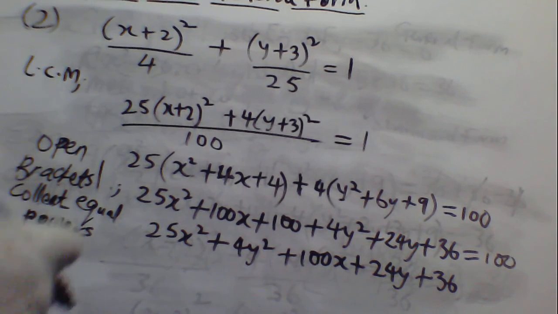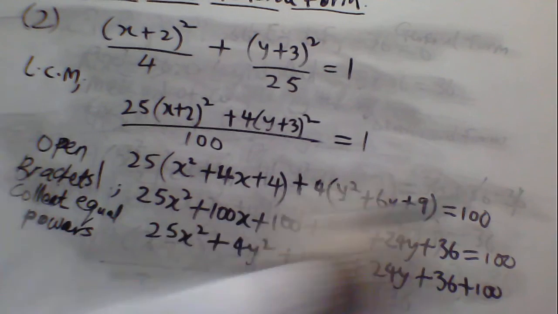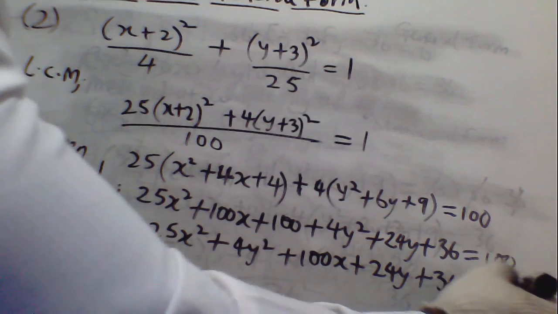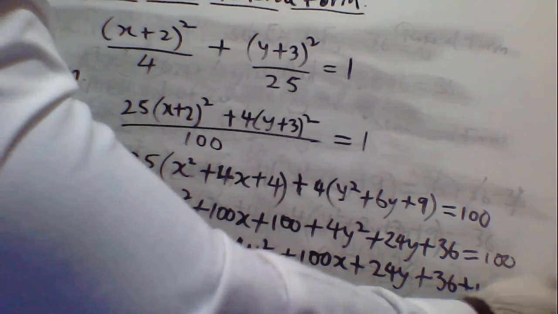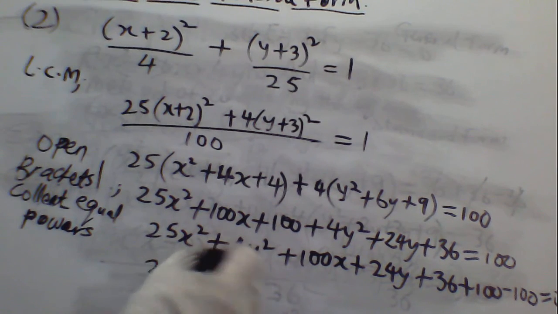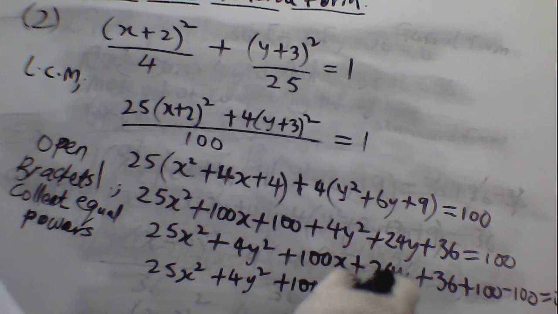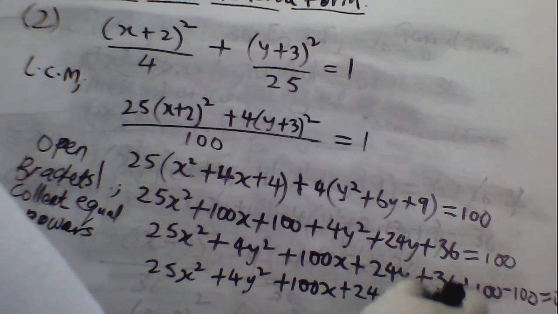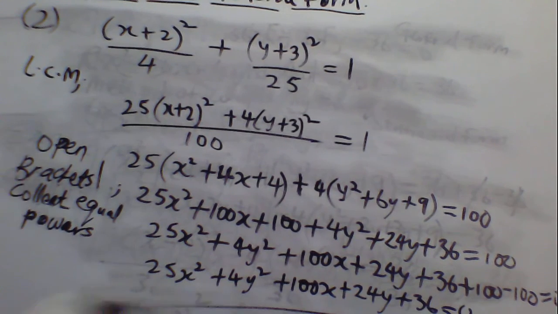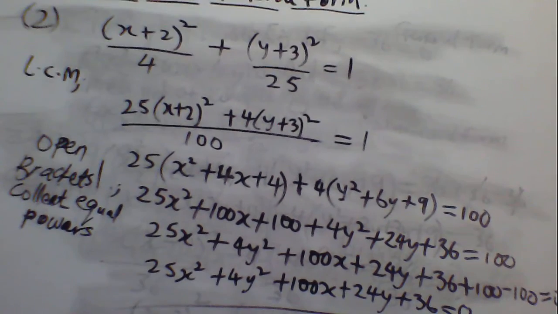Notice, I hope you are seeing it, we have 100 here, so let the 100 cross the equal sign, it will be minus 100, is it not? This will be equal to 0. So this equation now becomes 25x squared plus 4y squared plus 100x plus 24y plus 36 is equal to 0. So you have already gotten the general form of the equation from the standard form.